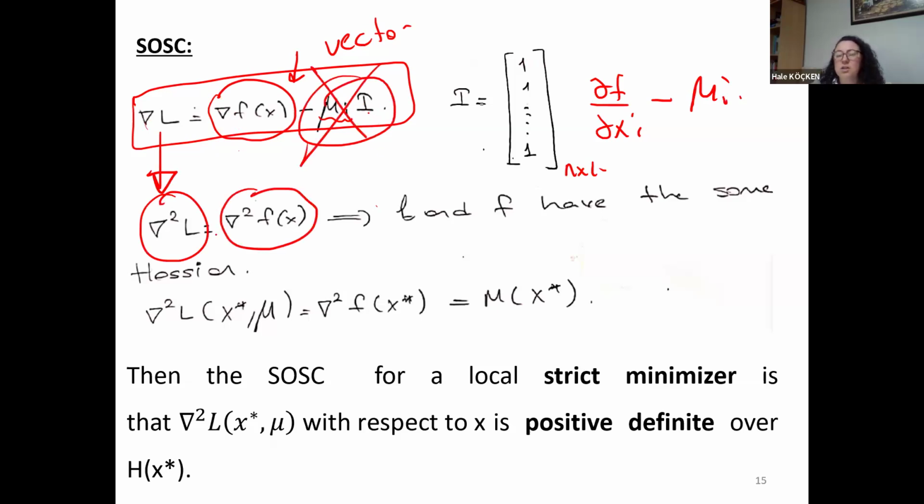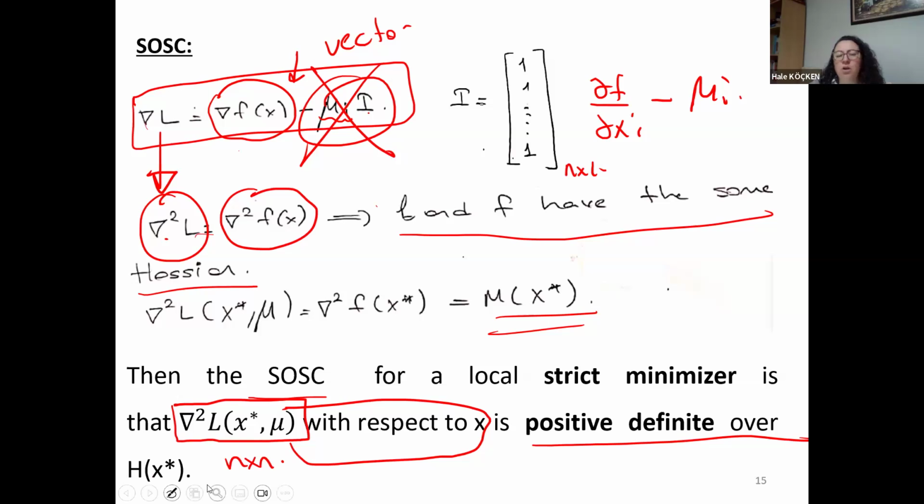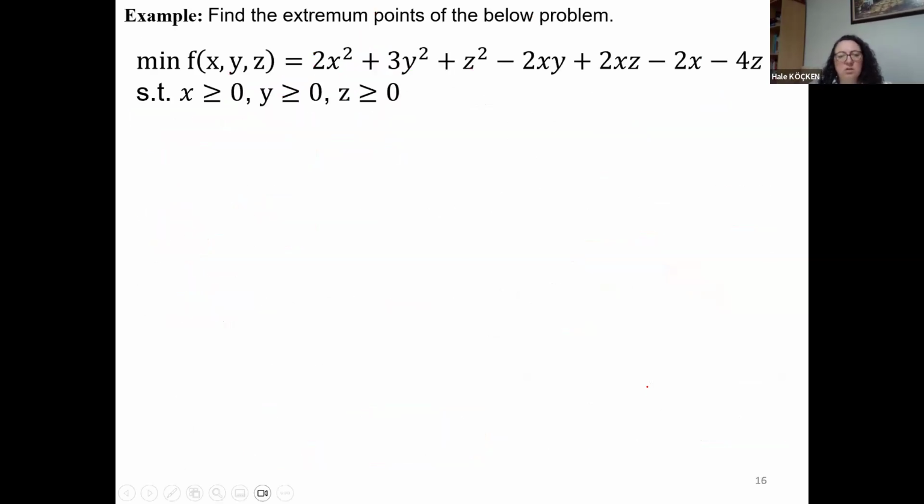Since this part does not include any x, it will drop and nabla square L will be equal to nabla square f of x. So L and f have the same Hessian. So actually nabla square L and also mx star, the final matrix that we need to analyze for definiteness, will be the same. For the second order sufficient condition, we again state the same: nabla square L x star mu with respect to x only. So the dimension will be n by n here. Is positive definite over the feasible region set. Then it will be strict minimizer and you can consider the other combinations.